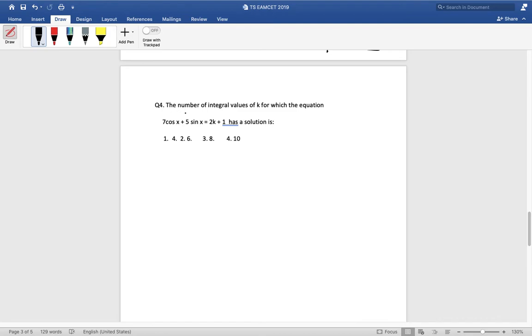Okay, so the fourth problem is: the number of integral values of k for which the equation 7 cos x plus 5 sin x equals 2k plus 1 has a solution is. We need to find the number of integral values of k for which this has a solution. We are given 7 cos x plus 5 sin x. We need to find the number of integral values of k for which this is equal to this. So it's easy. You just have to convert this into a cosine or a sine function, which is very easy.